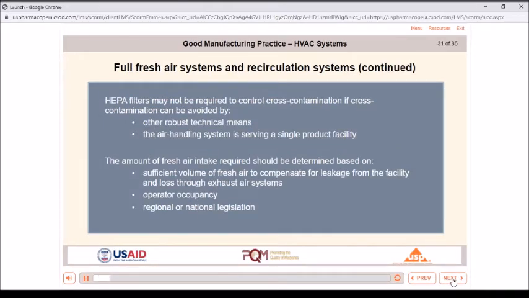Full fresh air systems and recirculation systems continued. HEPA filters may not be required to control cross-contamination if cross-contamination can be avoided by other robust technical means, or the air handling system is serving a single product facility. The amount of fresh air intake required should be determined based on sufficient volume of fresh air to compensate for leakage from the facility and loss through exhaust air systems, operator occupancy, and regional or national legislation.